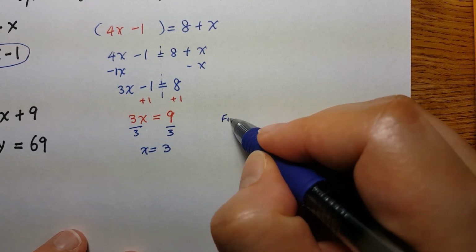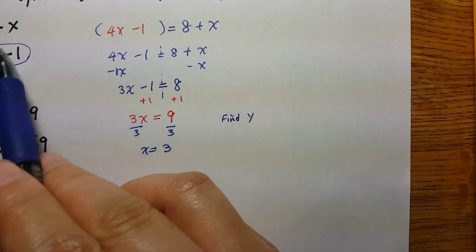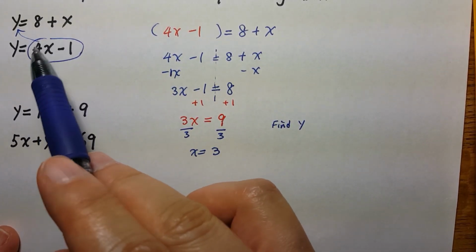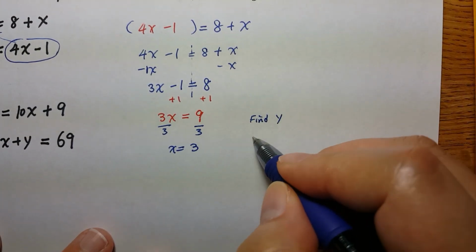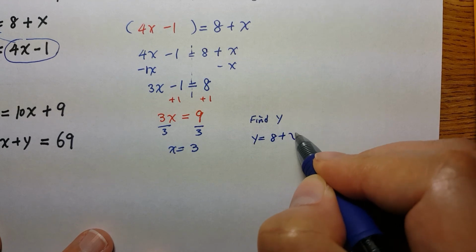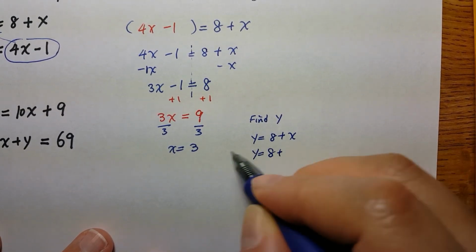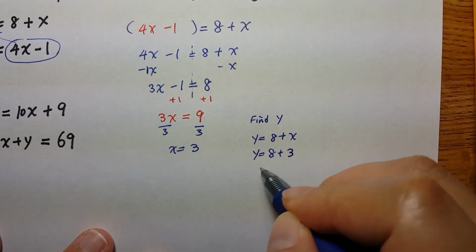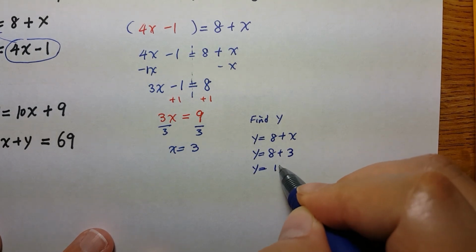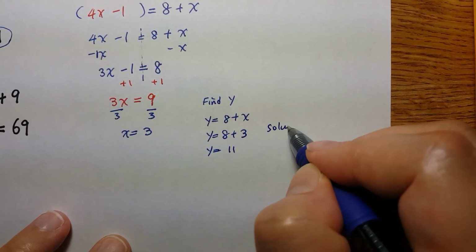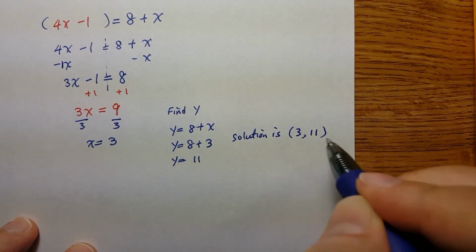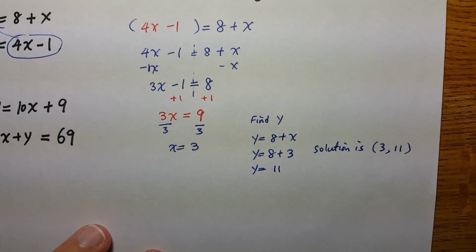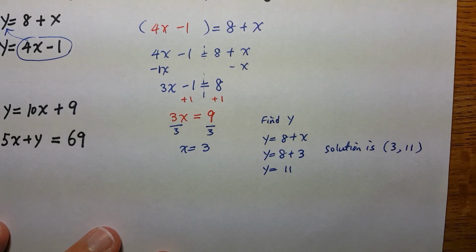Now we have to find y. So you pick one of the equations. It doesn't matter which one you pick, they both have y by itself. So I'm going to pick the first one, y equals 8 plus x. So y equals 8 plus x, and x is 3. So now 8 plus 3 is 11. So therefore the solution is (3, 11). So we found the answer for question number 5.